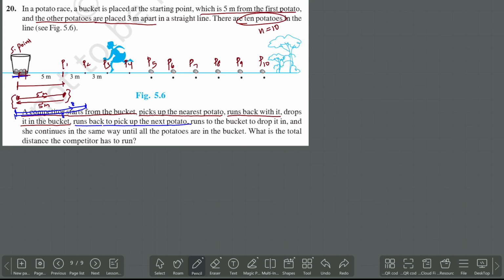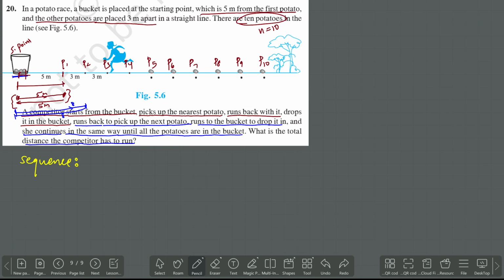Pick up the next potato and run back to the bucket, drop it, and continue in the same way until the potatoes are in the bucket. What is the total distance the competitor has to run? That's it. Listen, now how we are going to make a sequence. Listen to the sequence, it's very important.